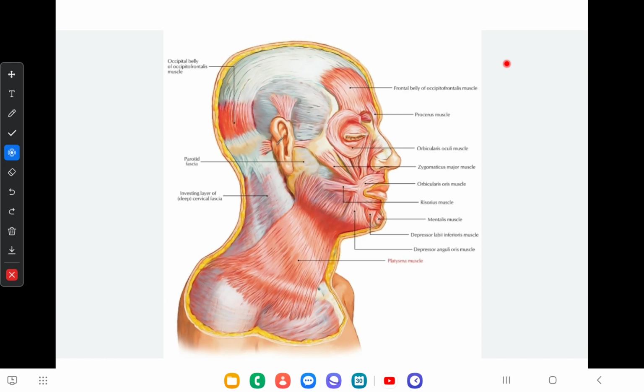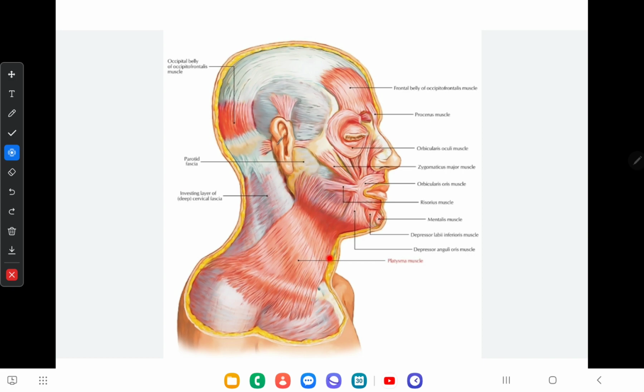When we talk about the superficial fascia of the neck, it is characterized by the platysma muscle anteriorly. It also contains cutaneous branches of the cervical plexus, the anterior jugular vein, as well as the external jugular vein. So you can see the platysma muscle here.